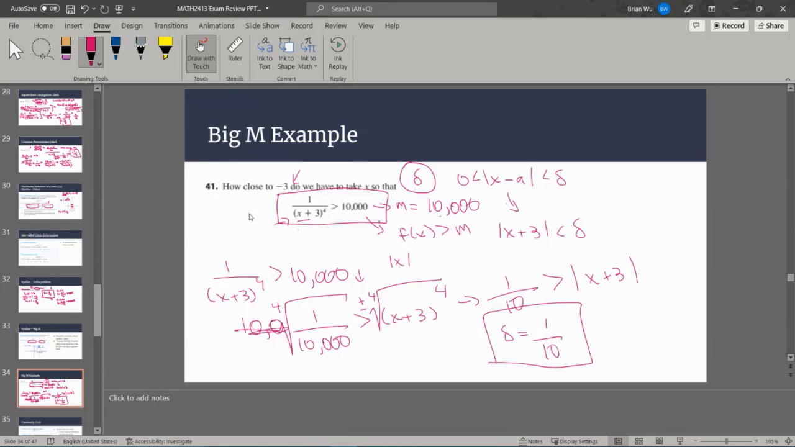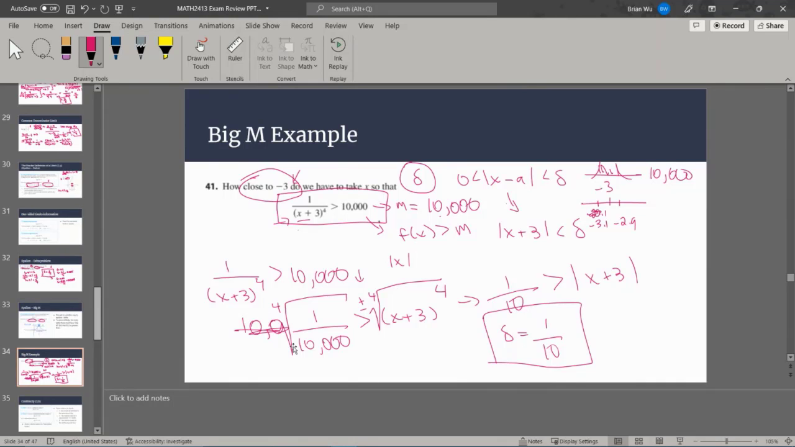And so this is the range around -3 that we can take in order to be above 10,000. So if we're at -3, and our delta is 1 over 10, that means 0.1. So this would be between -3.1 and -2.9. We're always going to be above 10,000 for this function. So that's essentially what this question means. And if you're asked to prove a limit of infinity, that's also a similar thing that you would do.